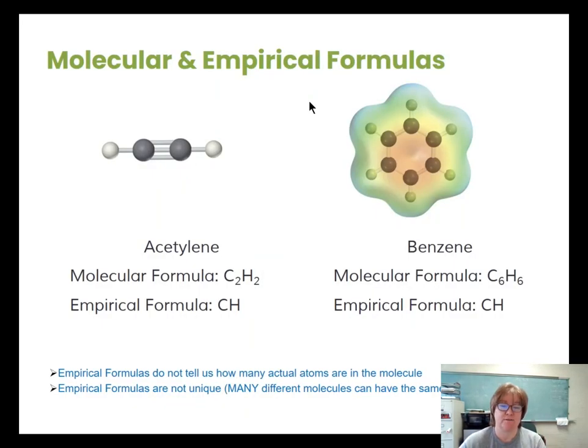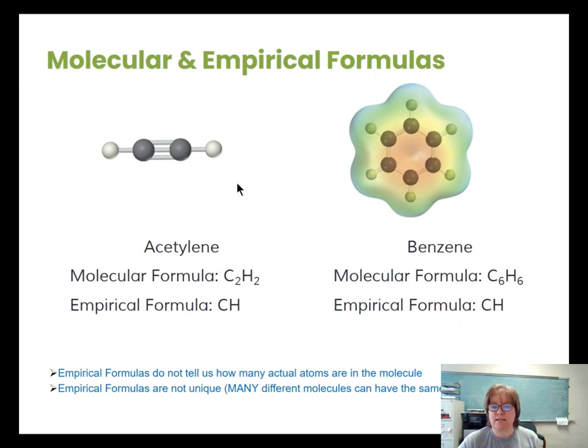I forgot that we had a little bit more to talk about on this topic, and that is the difference between a molecular and an empirical formula. We discussed this back in chapter 5 when we were talking about naming compounds. In a molecular formula, I'm talking about covalent compounds, and I'm talking about the actual number of atoms in each of the molecules. The empirical formula is the lowest whole number ratio.